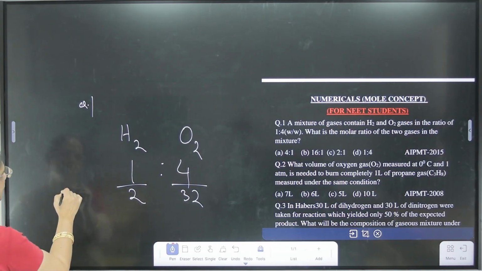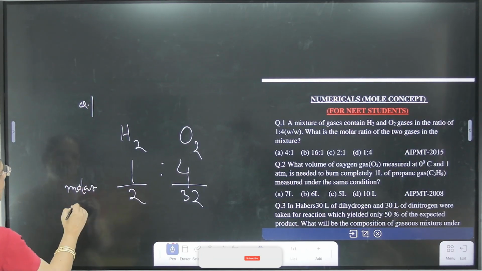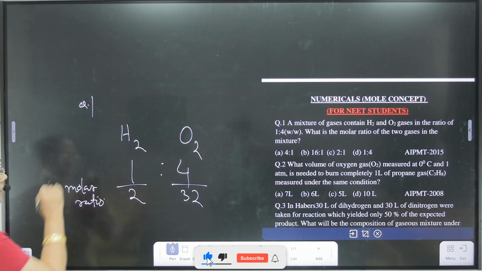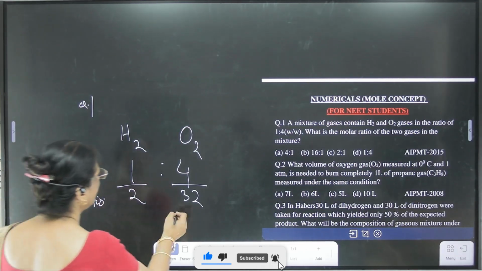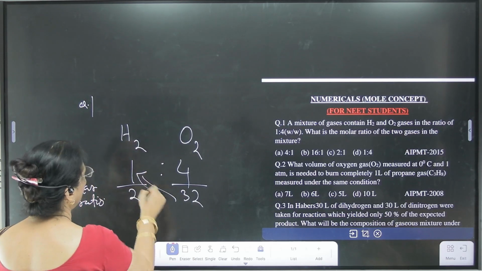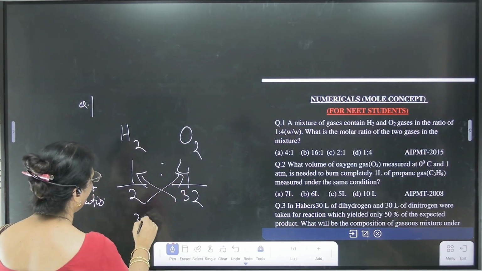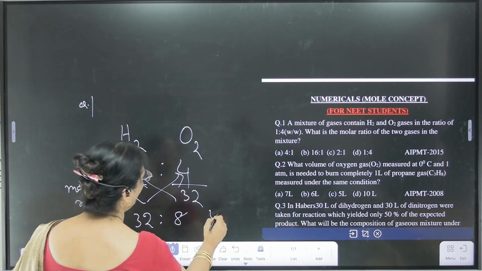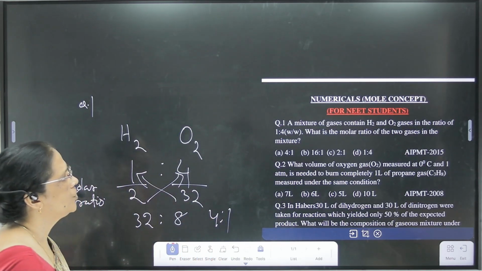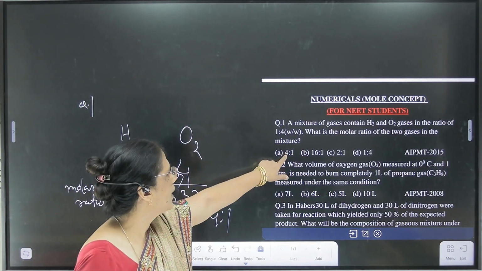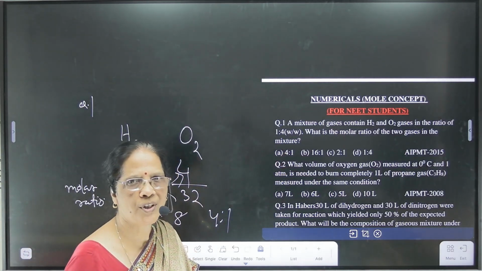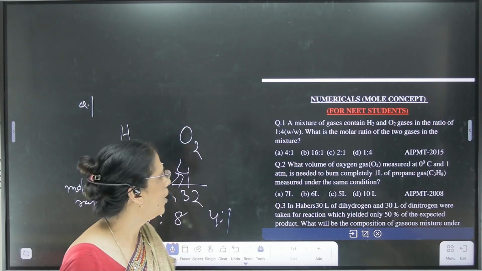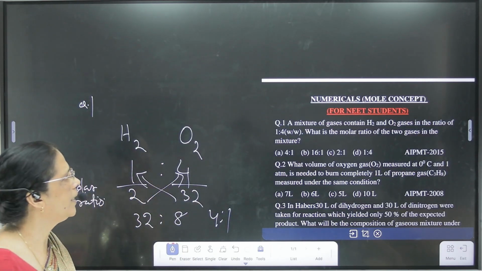This is the mass ratio. Now it has been converted to the molar ratio. If you see this molar ratio, you will get 32 is to 8, that is equal to 4:1. So for question number 1, A is the correct answer. 4:1 is the molar ratio of hydrogen and oxygen.